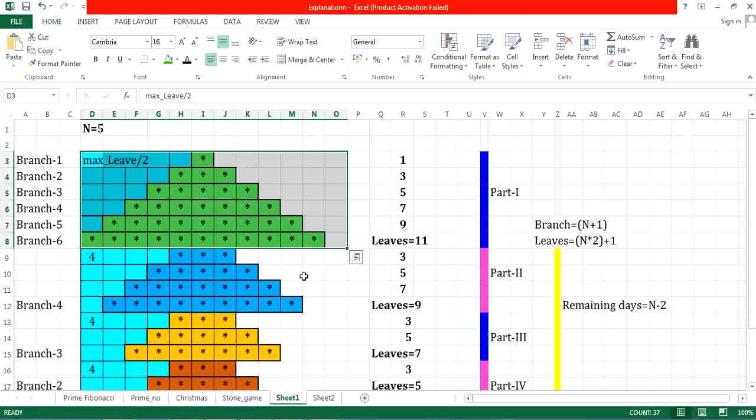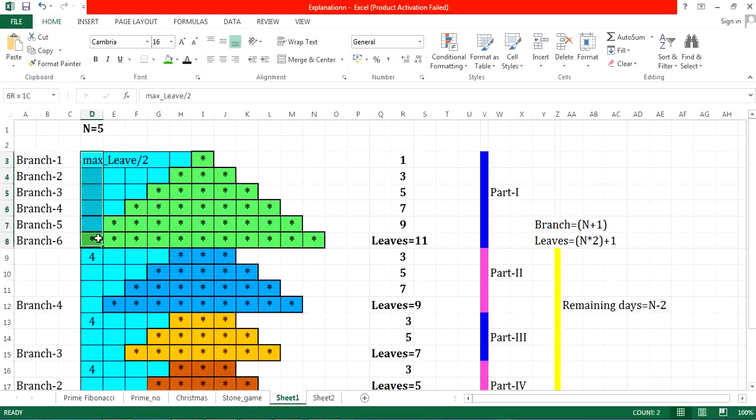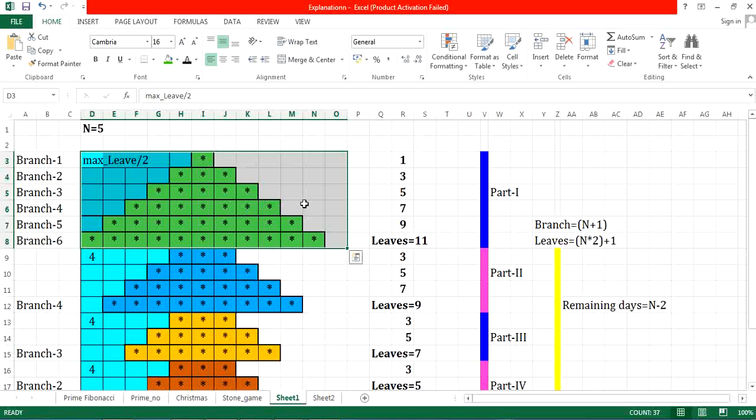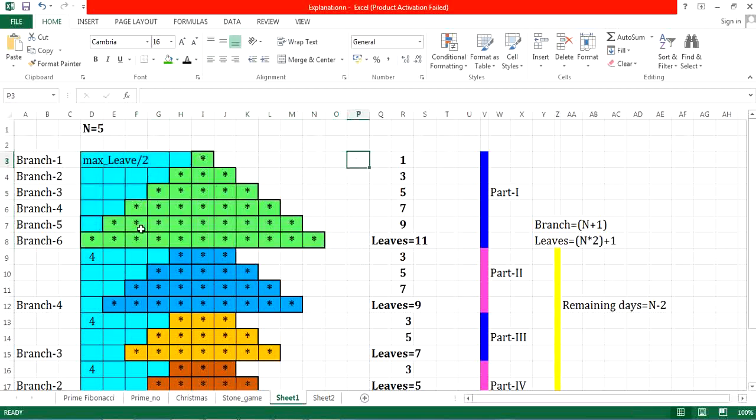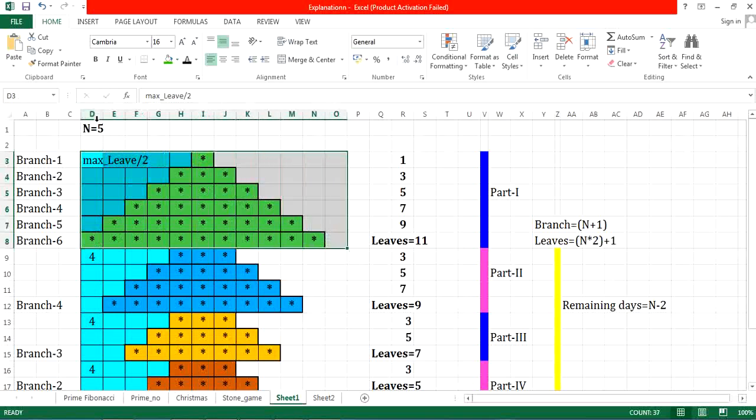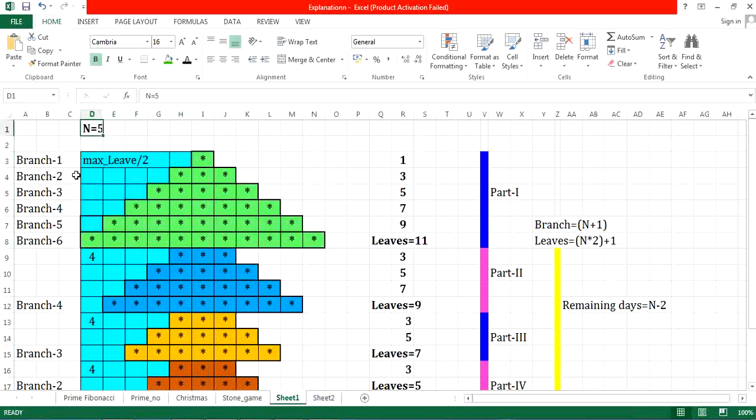Whatever the tree is, first we are supposed to write the logic for generation of part 1 separately, and for the remaining part we are going to write logic separately. Let us see part 1. If you want to draw part 1, what is required? The number of branches and the number of leaves are required. You can notice how many branches there are in part 1 if your number of days is 5. This is one branch and this is another branch. So how many branches does part 1 have for number of days 5? You have 6 branches. So what is 6 here? Your number of days plus 1 is 6.